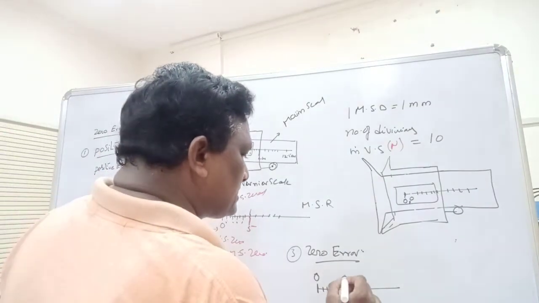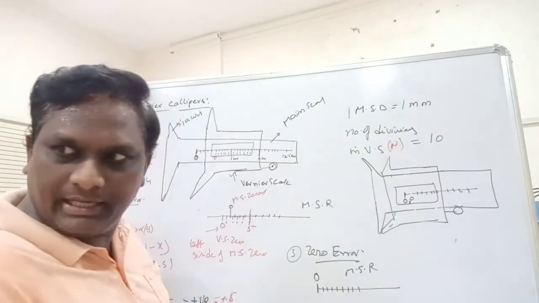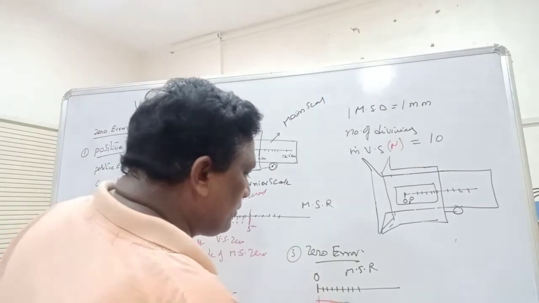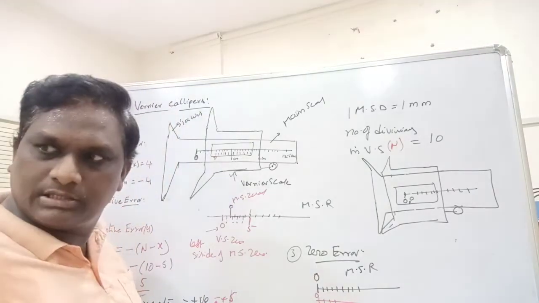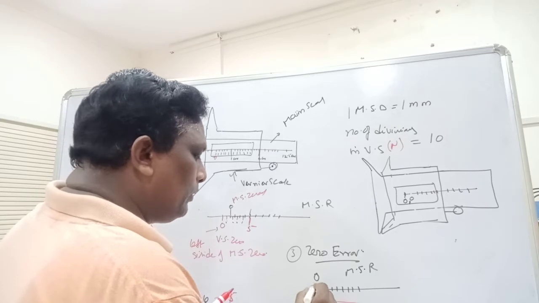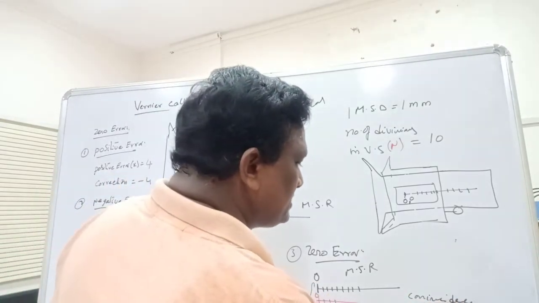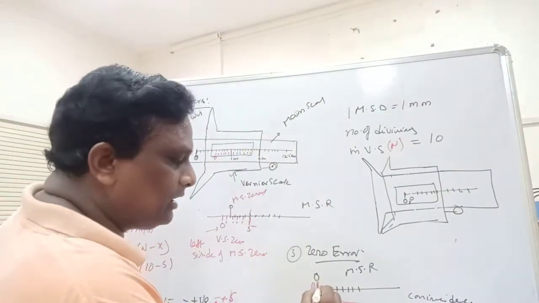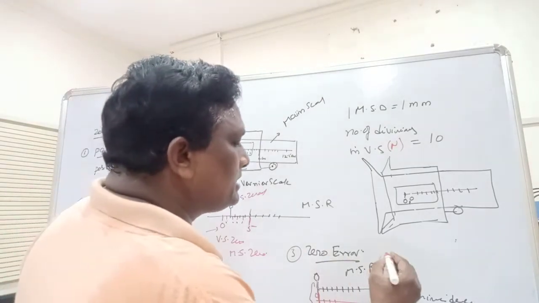So this is the main scale reading. Suppose this Vernier scale reading is there. Vernier scale 0 also coincides with this one, this main scale 0. Suppose this main scale 0 and Vernier scale 0 both coincide with each other, meaning both are in the same line. Main scale 0 and Vernier scale 0 both coincide with each other, then error is equal to 0.